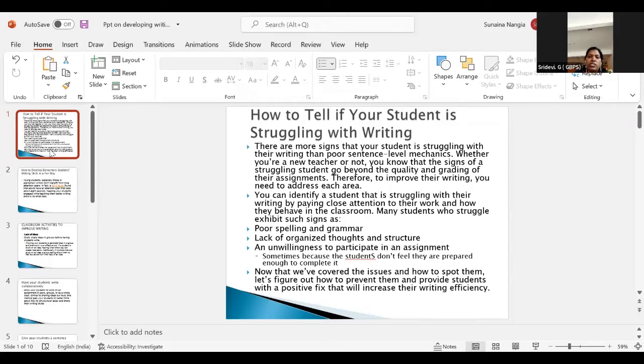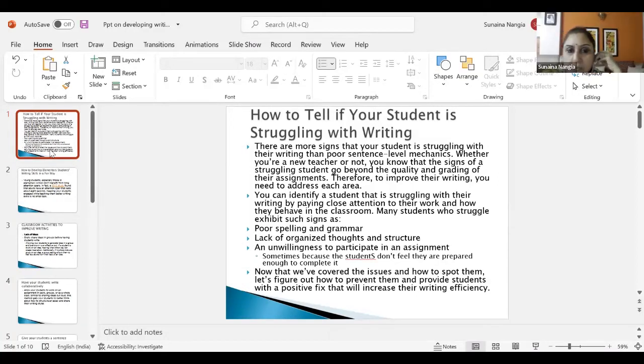You can identify a student that is struggling with their writing by paying close attention to their work and how they behave in the classroom. Many students who struggle exhibit such signs as poor spelling and grammar, lack of organized thoughts and structure, and unwillingness to participate in an assignment, sometimes because the students don't feel they are prepared enough to complete it. Now that we have covered the issues and how to spot them, let's figure out how to prevent them and provide students with a positive fix that will increase their writing efficiency.